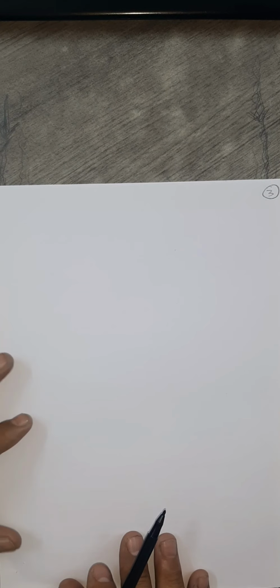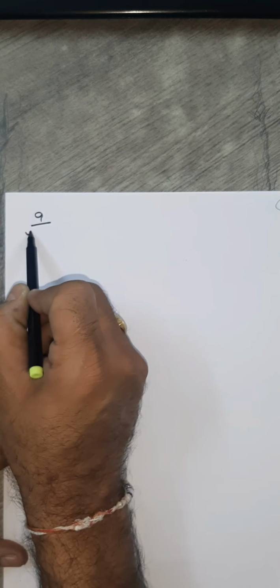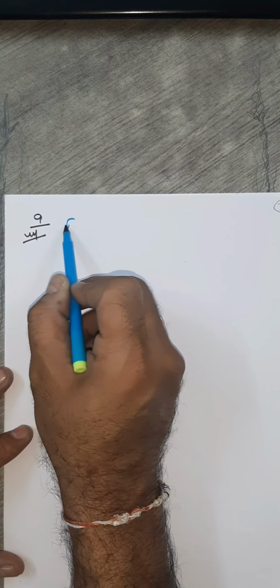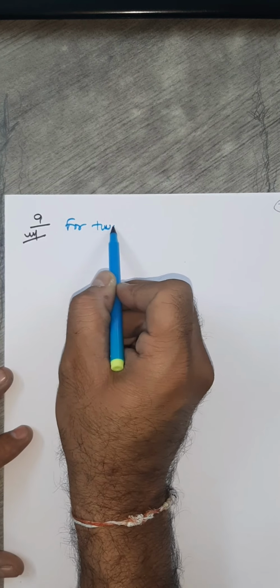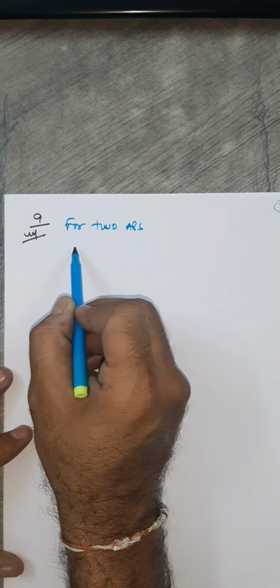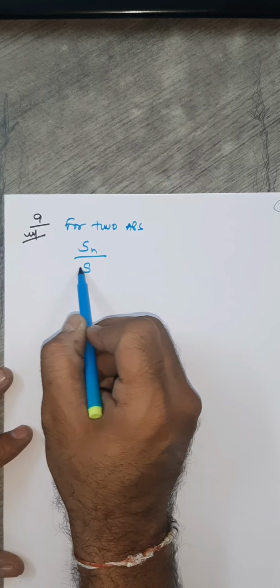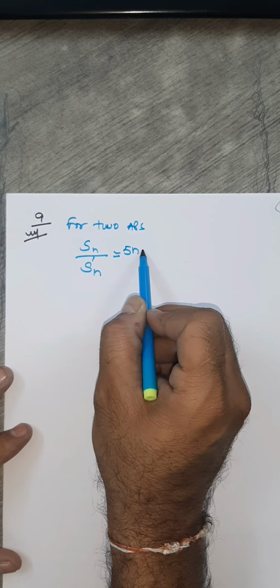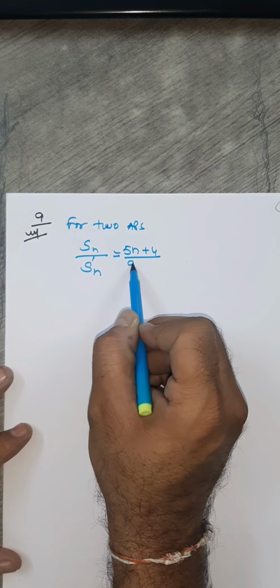Question number, now, ninth question. That's a good example. The ninth question, what is given for two APs? The summations of two APs are given in this ratio. Find their 18th term ratio, that's given. So for two arithmetic progressions, Sn and let's call the other progression S dash, we are given 5n plus 4 upon 9n plus 6.